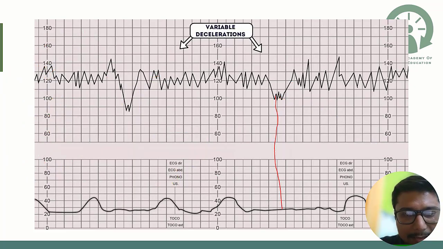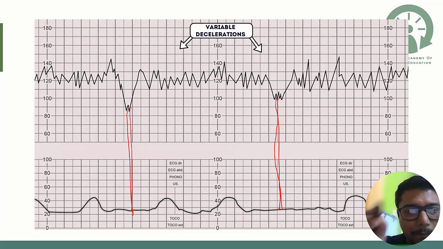You can see the contraction has long gone, and then one deceleration has come. Here, between 2 contractions, one deceleration. So decelerations have no particular order. So this is variable deceleration. Now I'll tell you one thing, how to identify these things. It's actually very simple.